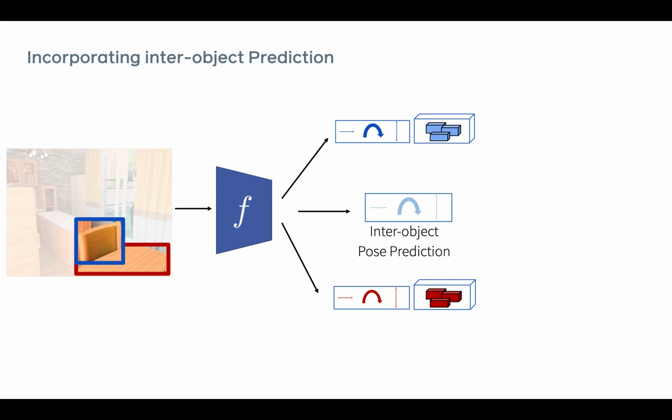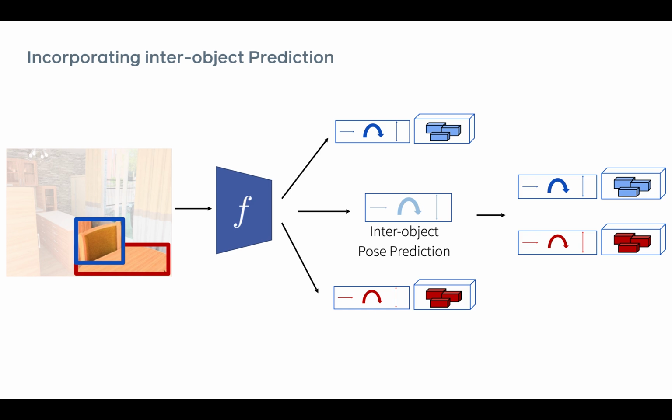That is, for this pair, we might predict where is the table, or what is the relative pose of the table with respect to the chair, and also vice versa. And then we combine these unary and binary estimates to better obtain a per object pose and shape prediction that are informed globally by these binary estimates that we also made.